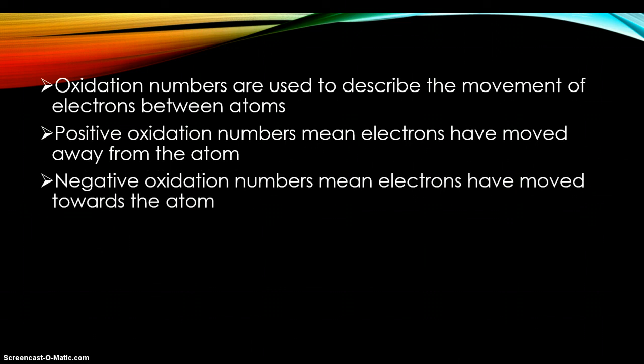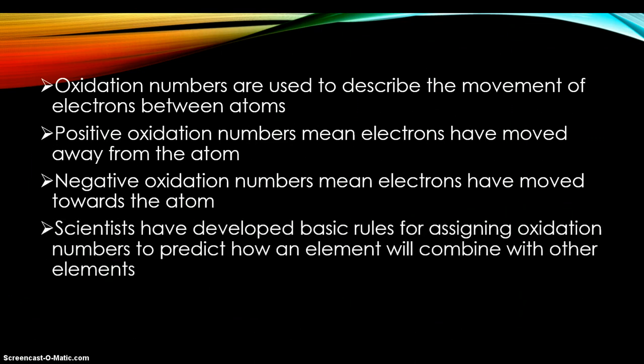It means electrons have moved towards the atom. Like in an ionic bond, this would be the nonmetals as they gain electrons. In a covalent bond, this would be the more electronegative element that is pulling the electrons towards itself. So that's basically what positive and negative oxidation numbers mean.